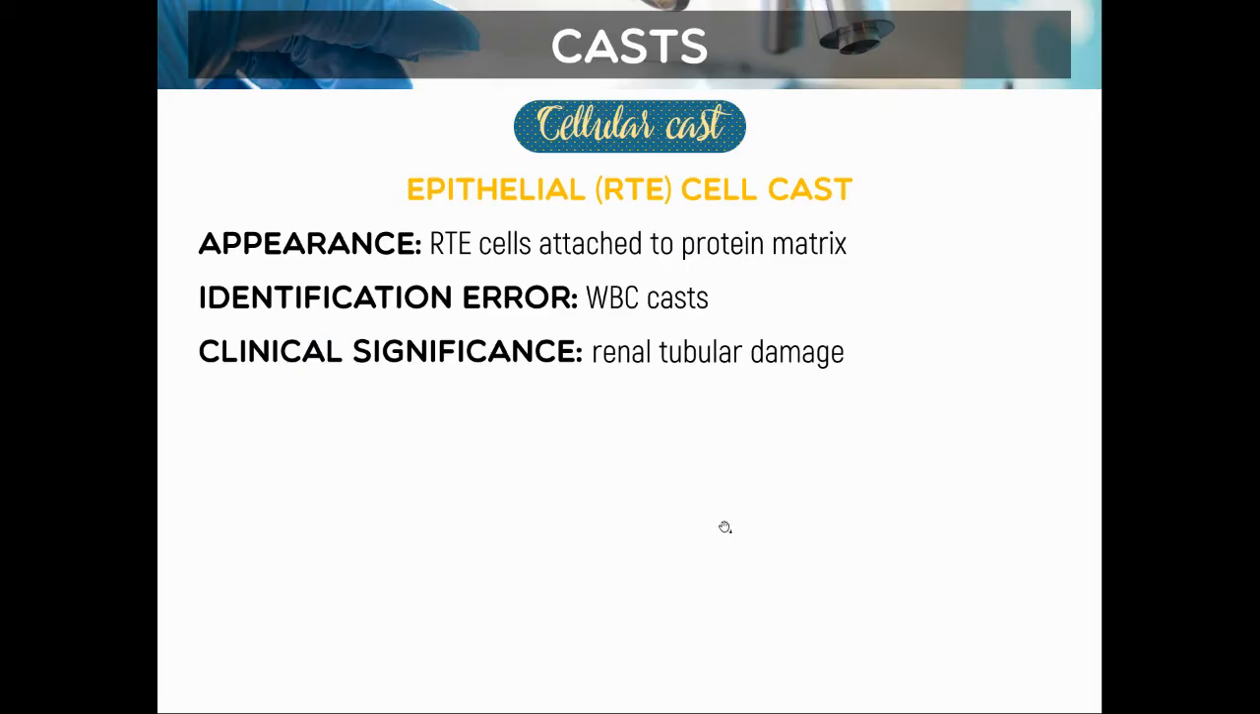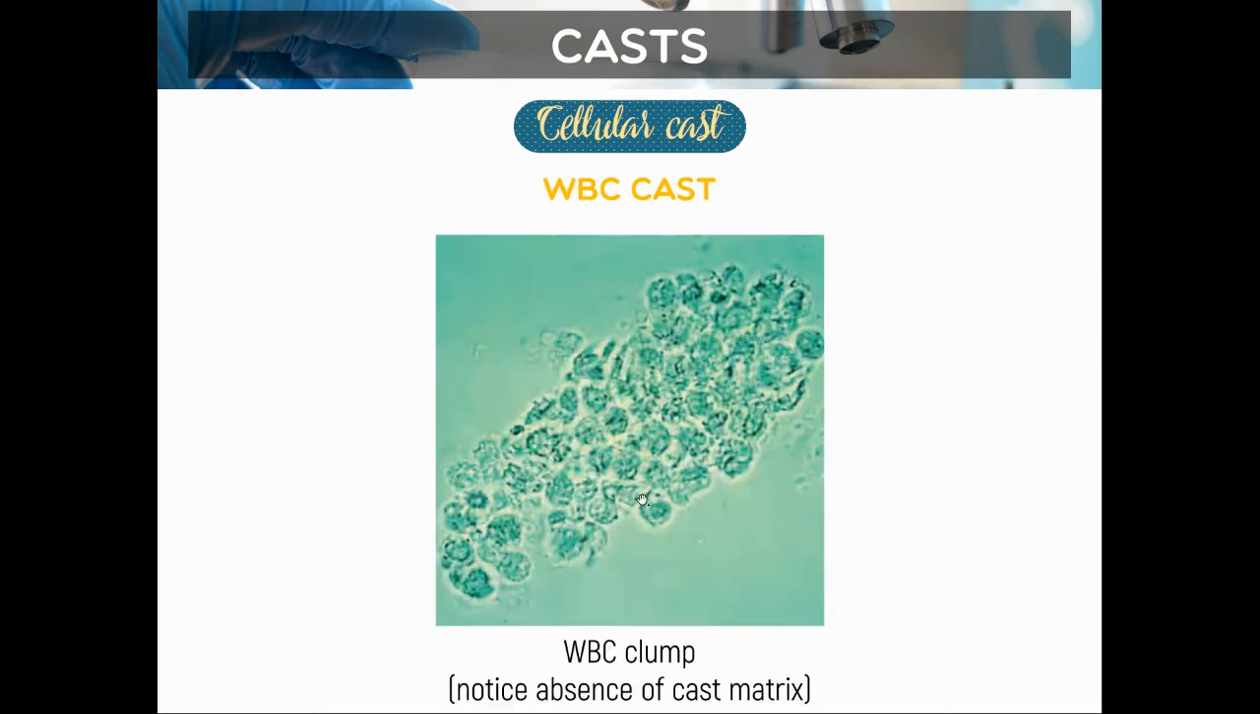Okay, so to continue, we have our epithelial RTE or cell cast. But before we continue, I want to add something about the WBC cast. WBC cast is used to differentiate between pyelonephritis and cystitis. If you have your notebooks and pens, kindly take note of this one. WBC cast is used to distinguish between pyelonephritis and cystitis. Cystitis is a lower urinary tract infection, affecting the bladder and urethra.